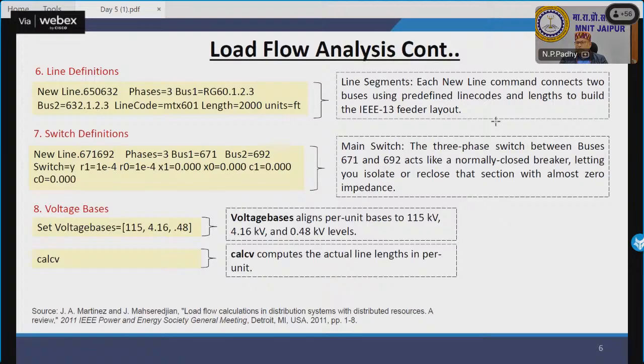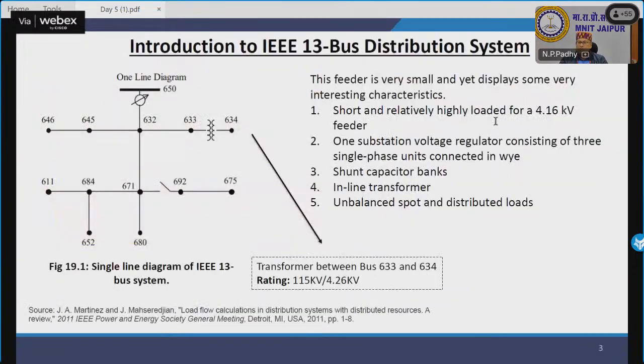So once you define all these terms, then you have to go for the lines. The line parameters, where you have to say what the line and line segment are. Each new line command connects two buses using predefined line codes and lengths to build the IEEE 13 feeder layout. Okay, the distance, the resistance, everything has to be defined. And then you have to go for some switch definitions. A three-phase switch between buses. There was a switch also. Could you see that in the previous 13 bus diagram? You could see between 671 and 692, there is a switch.